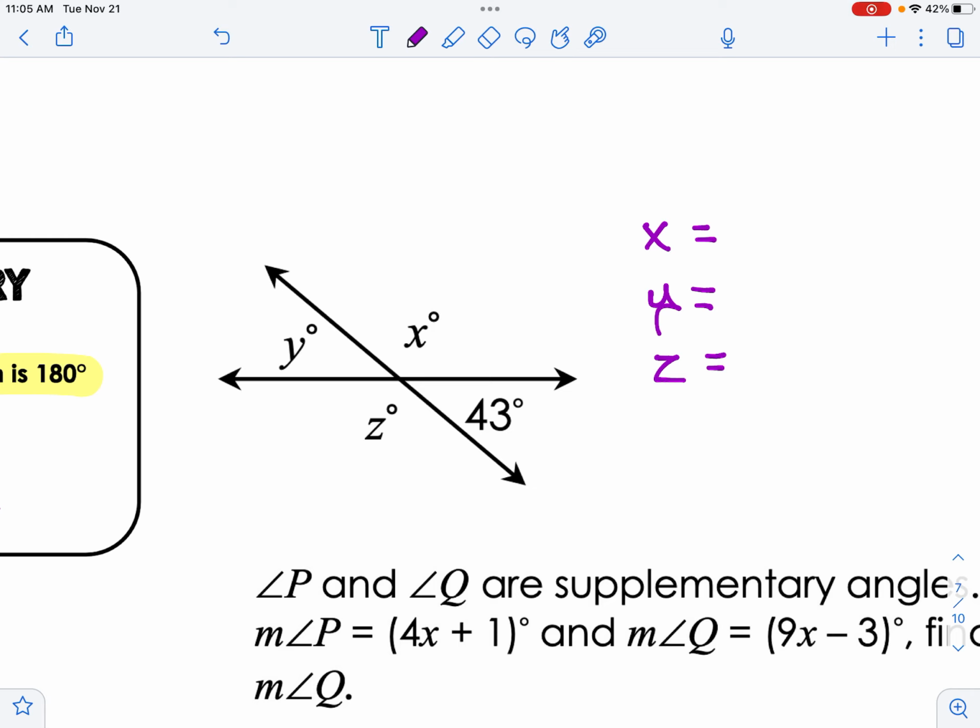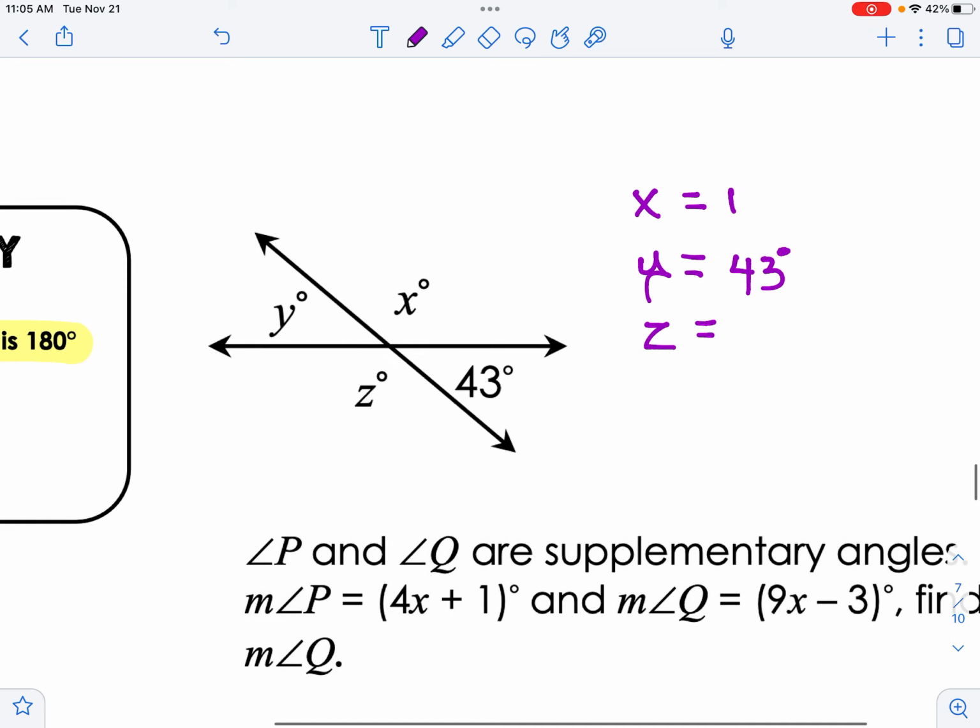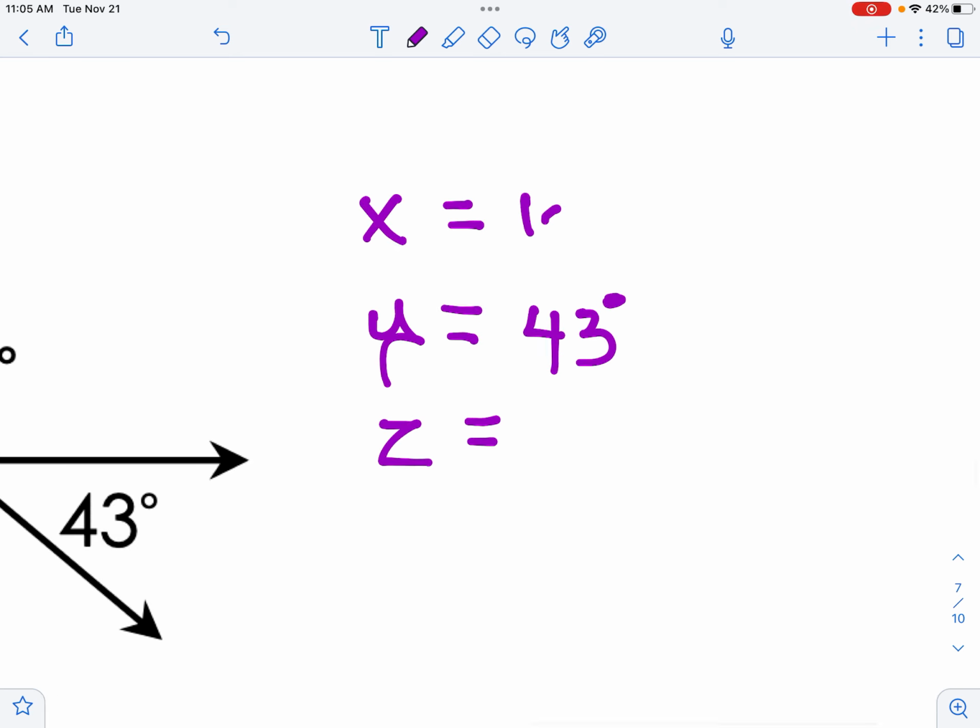Okay, now we know that these two are vertical angles, so they have to be congruent. So I already know that Y has to be 43 degrees. Okay, now let's go for X. I know that these two, 43 and X, have to add up to 180 because that's right there forms a straight line, which is 180 degrees. It's a linear pair. So I want to say, what does that equal, right? So to figure that out, I would go 180 minus 43. So that would be 137.